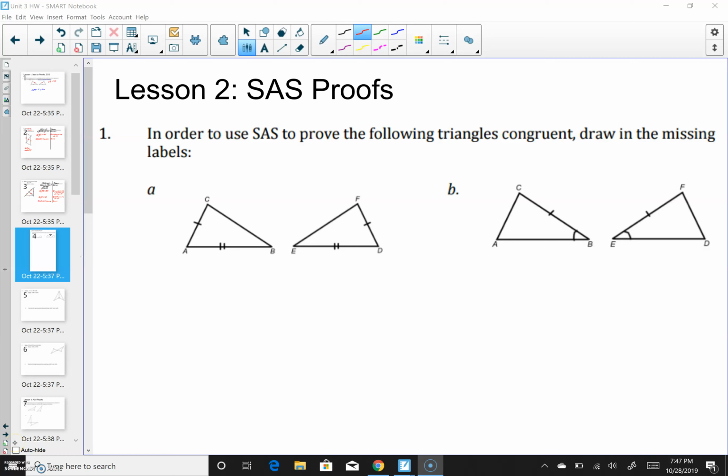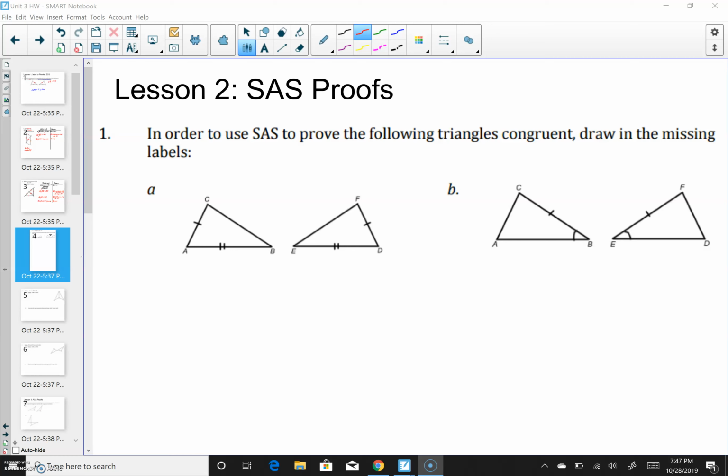Lesson 2's homework on side angle side proofs. We're going to look at our second congruency statement. In lesson 1, we went side, side, side. Today we're going side angle side. For our first one, we're going to use side angle side to prove the following triangles are congruent, and we want to draw in the missing labels.